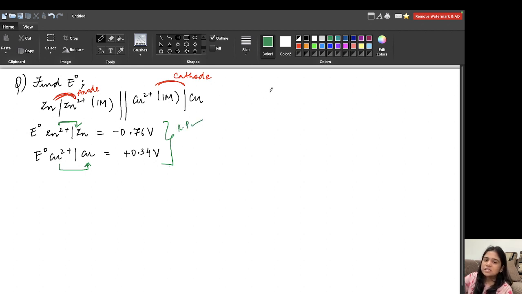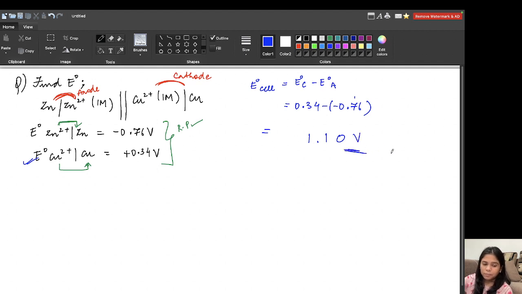Next, third thing, very easy. You just need to apply it into the formula. What was the formula? E naught of cell is equal to E naught of cathode minus E naught of anode. Which one was your cathode? Cathode was your copper. So first apply this value, 0.34 minus of minus 0.76. So this thing will be your E naught of cell. Okay.